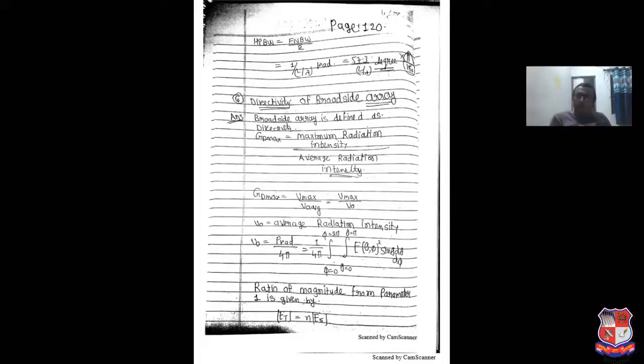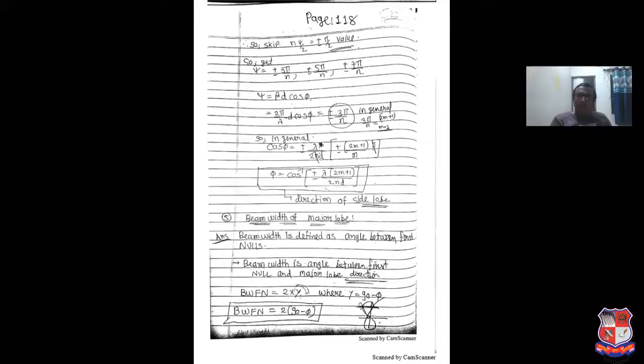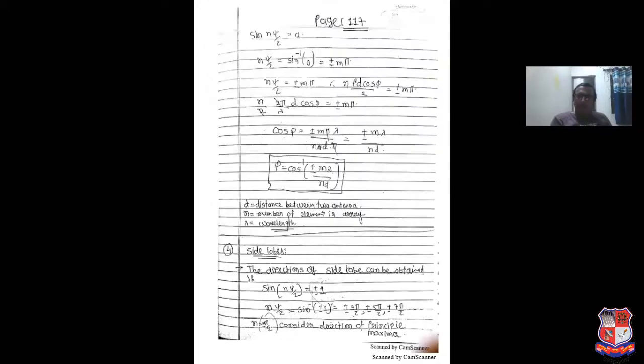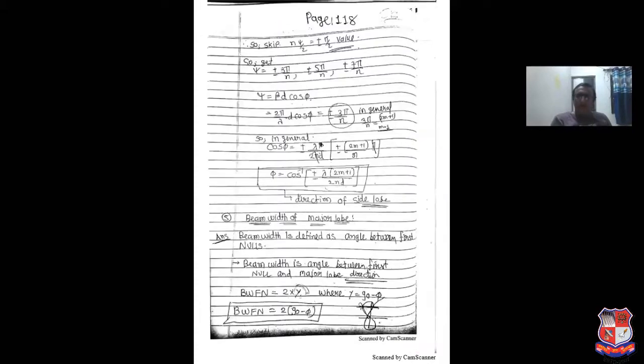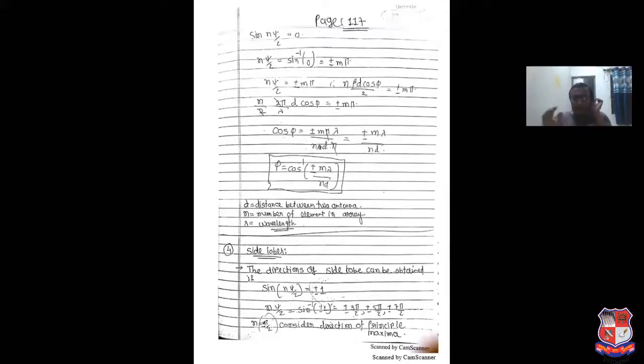Now, up till now, we have discussed all the properties related to the broadside array. Null we have identified. Side lobe we have identified. Side lobe means what? Consider this: plus or minus 3 pi by n, plus or minus 5 pi by n, plus or minus 7 pi by n. So psi equals beta d cos phi. So put this value. I forgot this step, so whatever I described, I will repeat it.